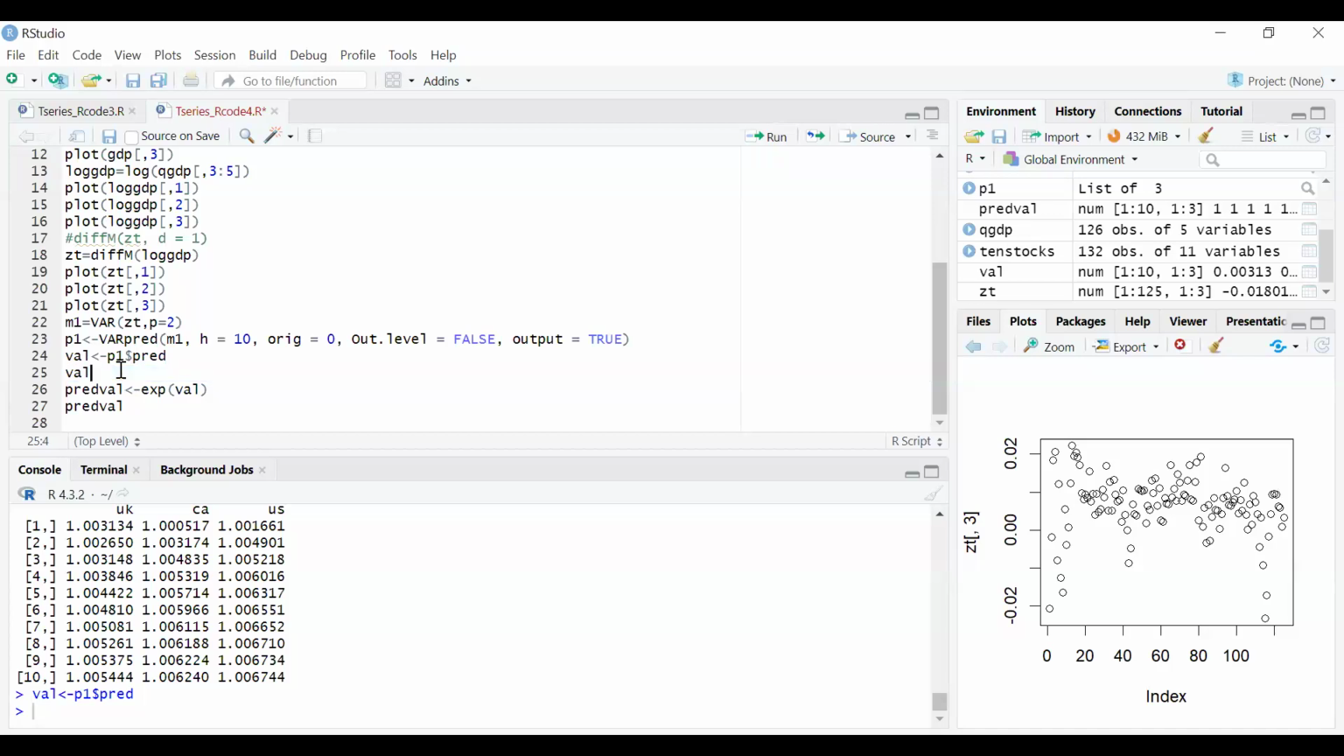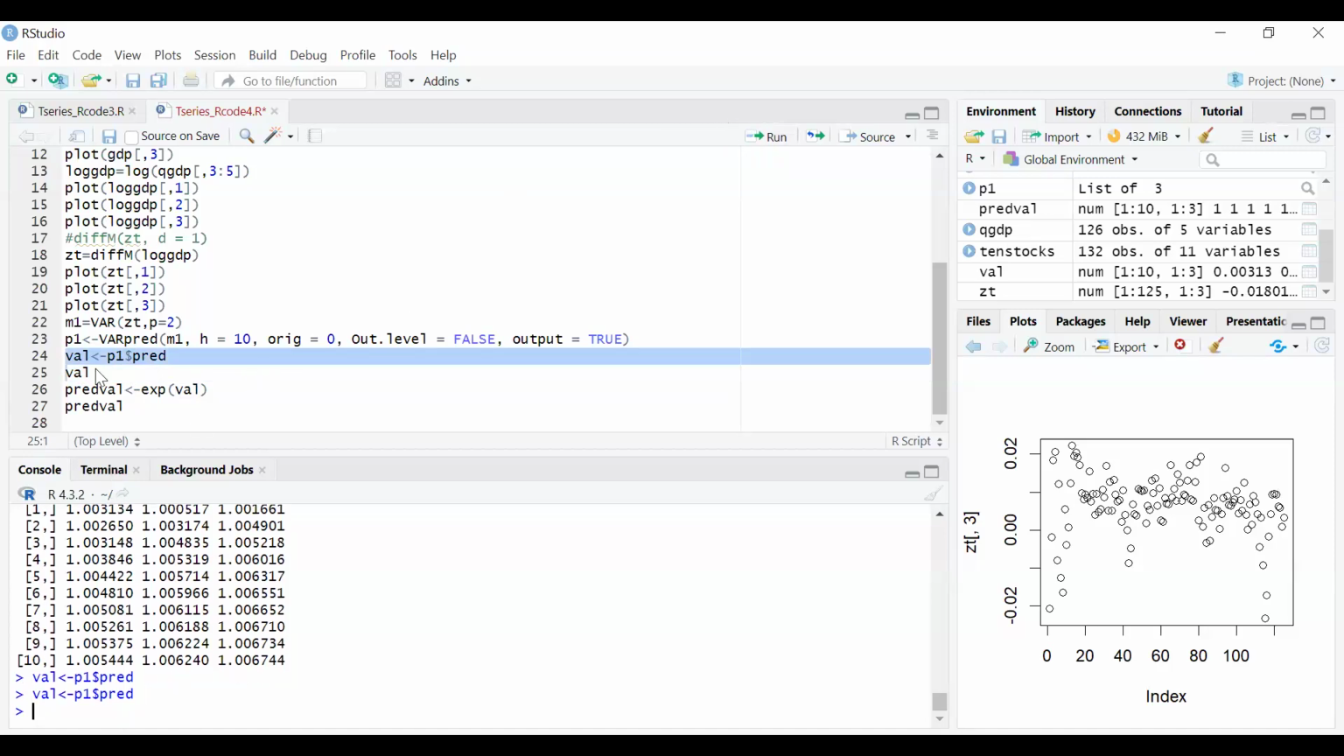So we have taken the log transformation, and after that, we have got some values. So if we want to do the reverse transformation of the log transformation, suppose I extracted the values.